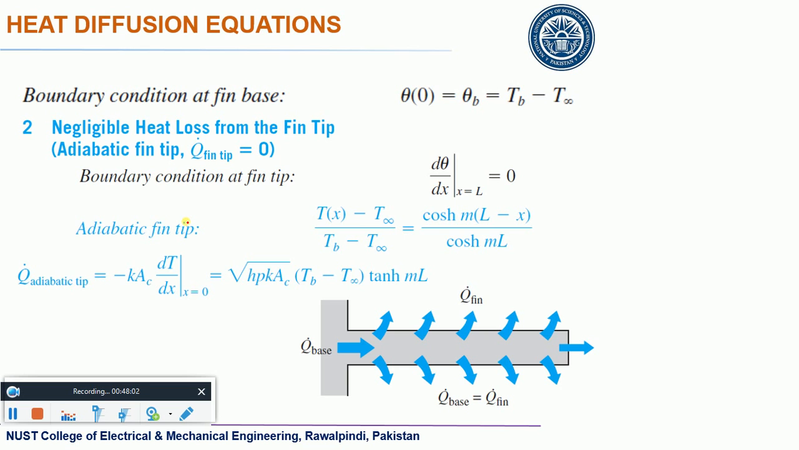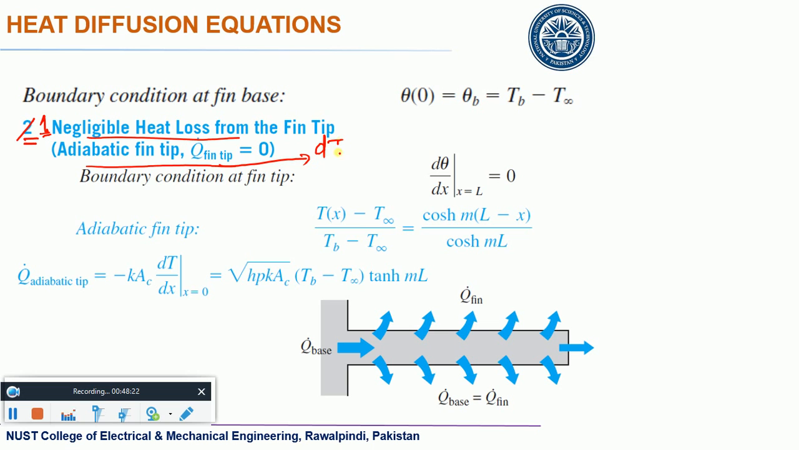Okay. The first condition is, although it is two, but I would talk about the infinitely long rod later on. This is the first one. And this says negligible heat loss from the fin tip. It means I am talking about an adiabatic fin tip. Q dot is equal to zero. Now, what does that mean?